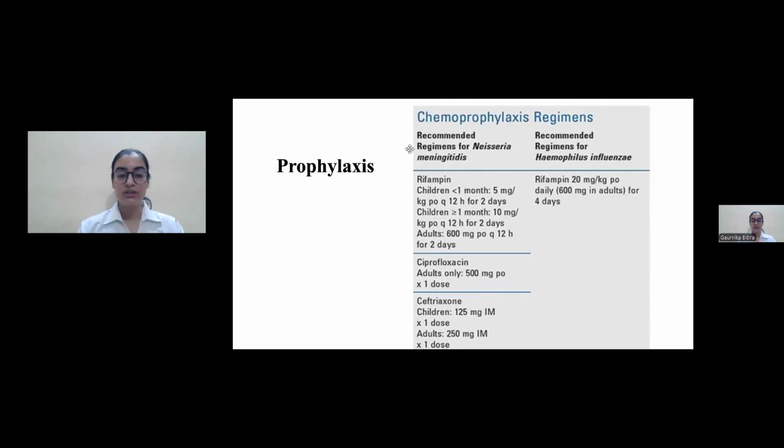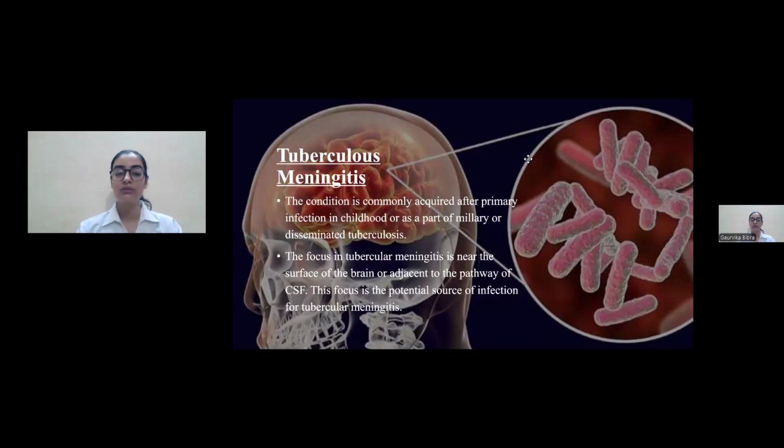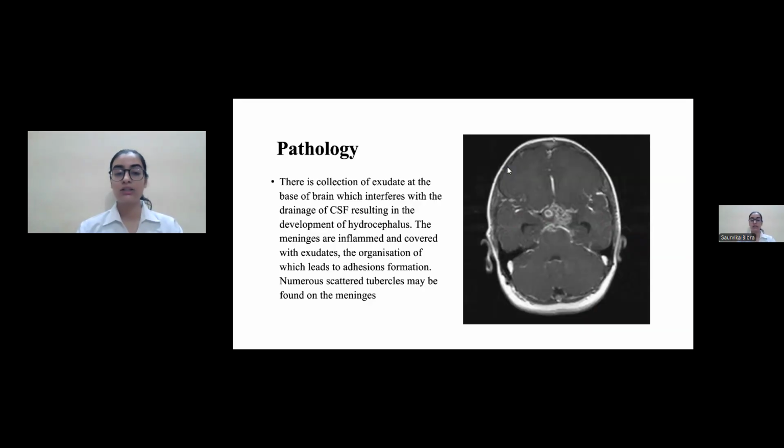Moving on to tubercular meningitis. The condition is commonly acquired after primary infection in childhood or as a part of miliary or disseminated tuberculosis. The focus in tubercular meningitis is near the surface of the brain or adjacent to the pathway of the CSF. This focus is the potential source of infection. The pathology behind it is that there is a collection of exudate at the base of the brain which interferes with the drainage of the CSF, resulting in the development of hydrocephalus. The meninges are inflamed and covered with exudate, the organization of which leads to adhesion formation. Numerous scattered tubercles may be found on the meninges.